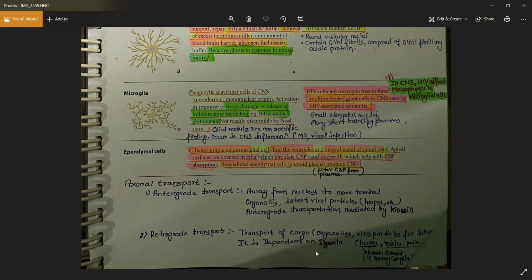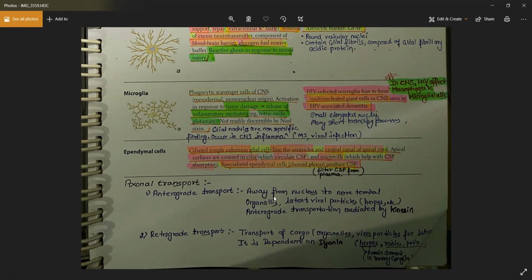Any substance which wants to travel from the axons to the cell body needs to go through retrograde transport with the help of dynein. So any virus, in order to become latent in my cell body, first needs to enter the cell, which is done by the axons. From the axons, they use the dynein to go to the cell body and become latent there. So it is the retrograde transport which is causing the latency of all these viruses, right?